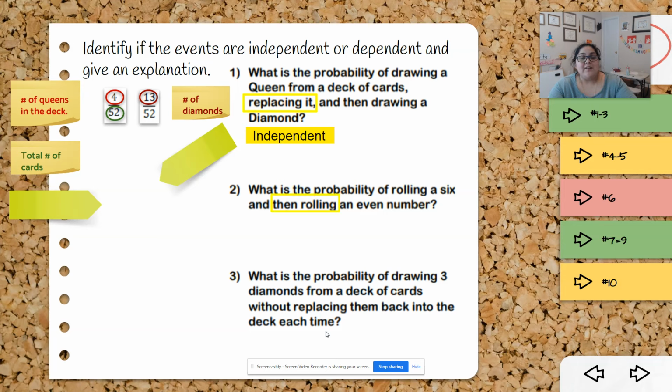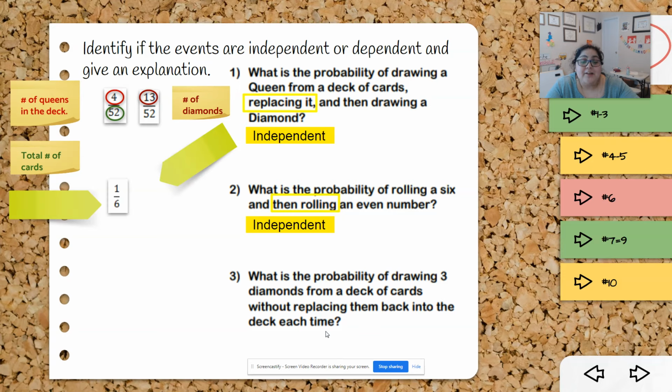All right. Next one is what's the probability of rolling a 6 and then rolling an even number. Okay. Rolling a dice, there's no way that I can change the numbers that are on the dice. So because I'm rolling the same die, it is independent, okay? Because you're rolling a dice, you're not changing the total number of outcomes that are on the dice. That means you're not changing the numbers that are on the dice. It's still 1 through 6.